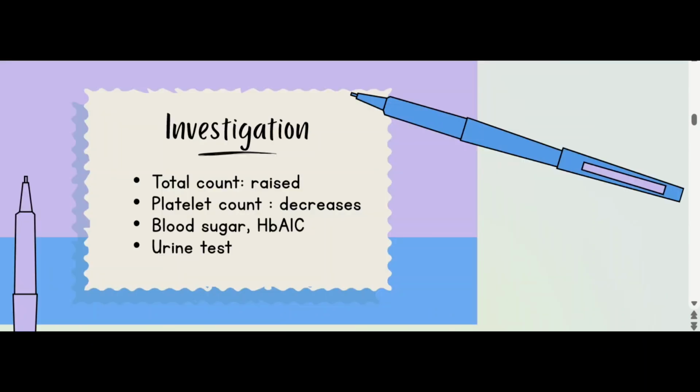You can see the investigation part. So what are the investigation we do? Definitely we are going to see the leukocyte count. Total leukocyte count will be raised. In case of cellulitis, platelet count usually decreases. We have to look for blood sugar. As I have mentioned, these cases are more common in diabetic patients. So blood sugar, HbA1c, urine test for blood and protein level should be checked.